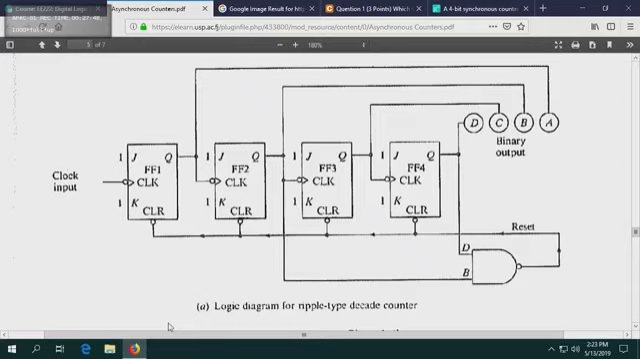Toggle mode. Can you please note this down in your exercise book? There are only 2 flip-flops which you can use to make ripple counters. You can use JK or you can use T. Why? Because you can't have a toggling thing in SR. There's no toggle feature in SR and D. There is no toggle feature. The only 2 flip-flops which can toggle are what?